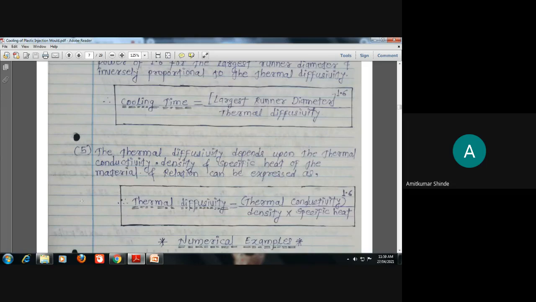Now in the next session we will try to solve different numericals. Different numerical examples we will solve in the afternoon session.